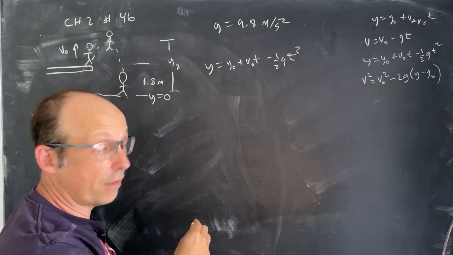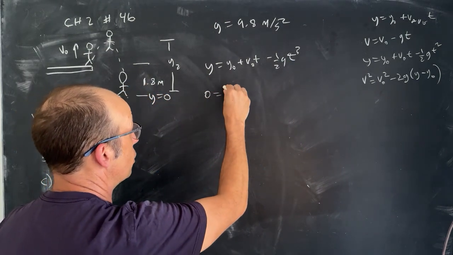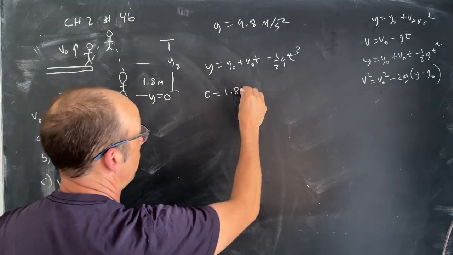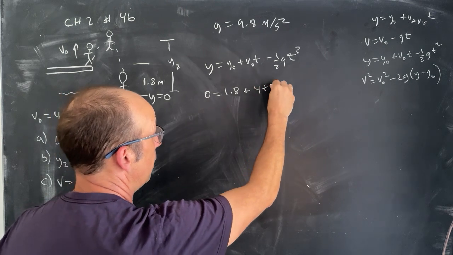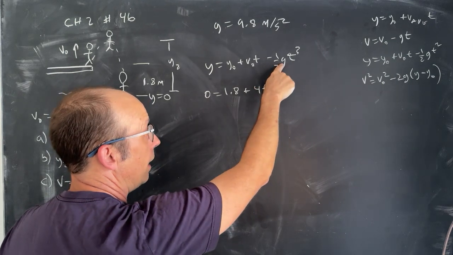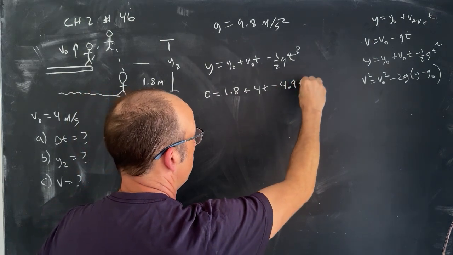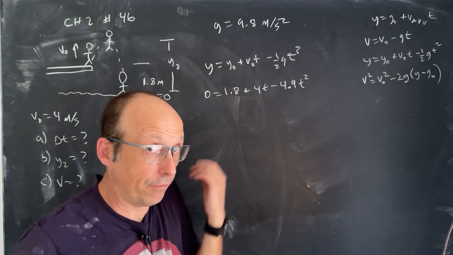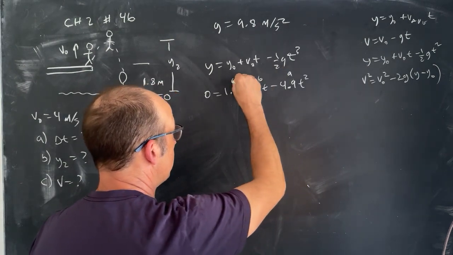Let's go ahead and put in the values for everything that we know. I know my final y is 0. My initial y is 1.8, right? Because if that's 0, that's 1.8. My initial velocity is 4t, minus 9.8 times 1/2 is 4.9. So minus 4.9 t squared. And again, we're right back where we were. We have the quadratic equation. So this is our a, b, and c term.